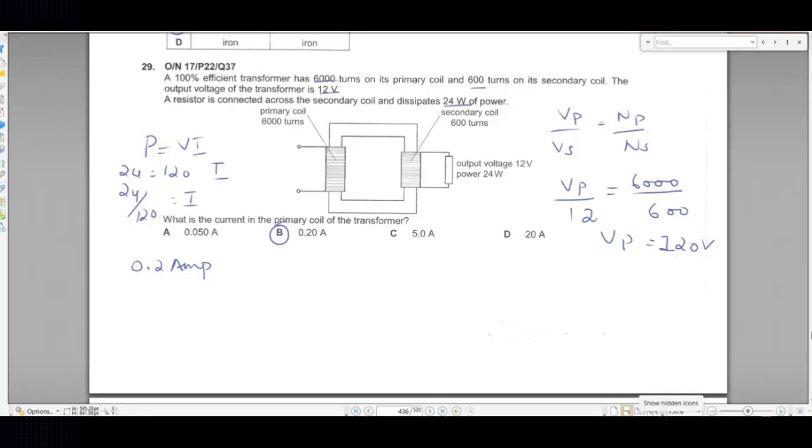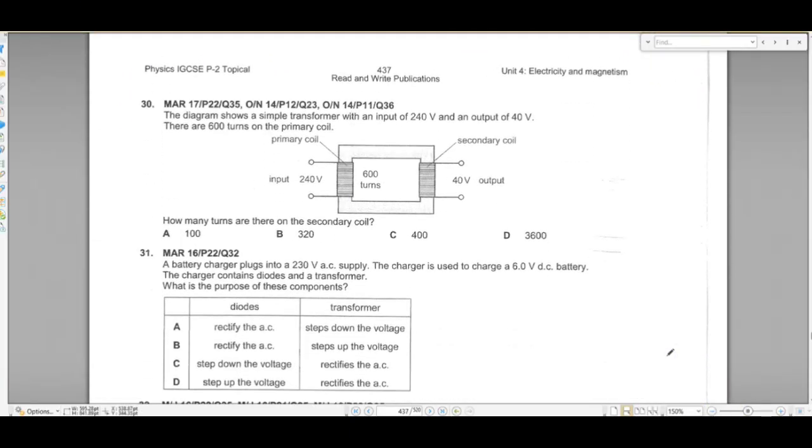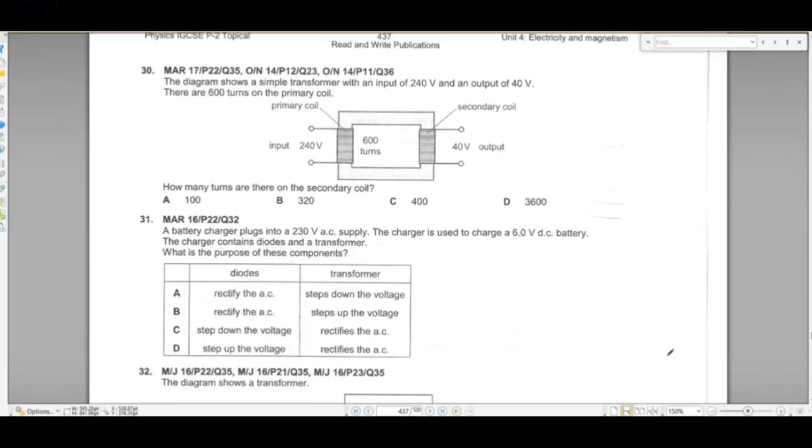Moving to question number 30. The diagram shows a simple transformer with an input of 240 volts and an output of 40 volts. There are 600 turns in the primary coil. How many turns are there in the secondary coil?